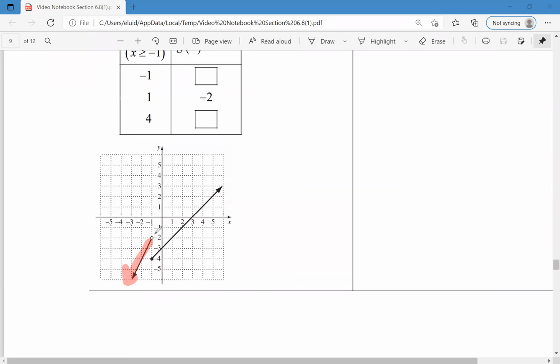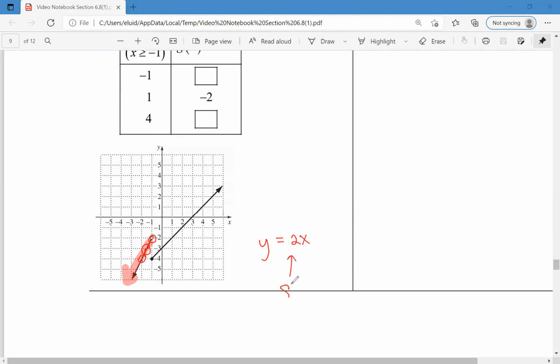I don't know if you can see it, but see that tiny little open circle? That's the one I was talking about, the -1, -2. -1.5, -3 would have been here. What else? I already forget. -2, -4, etc.